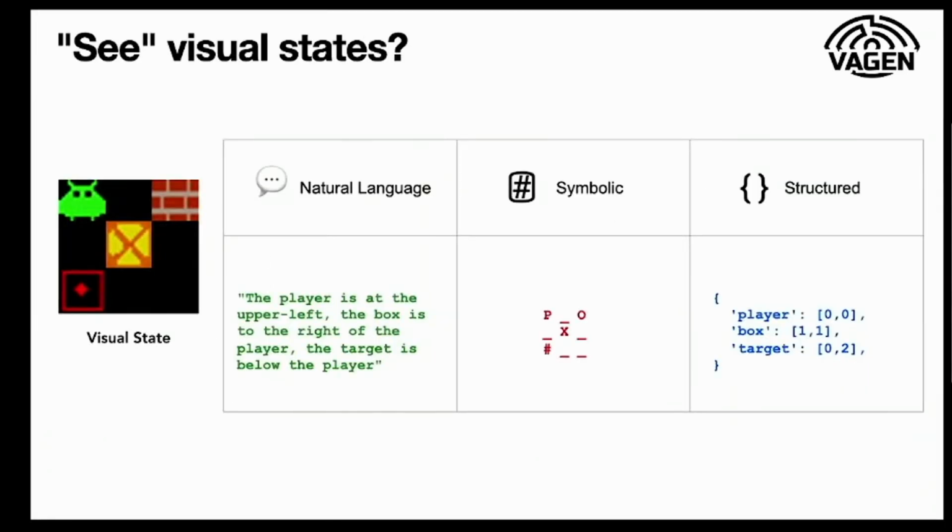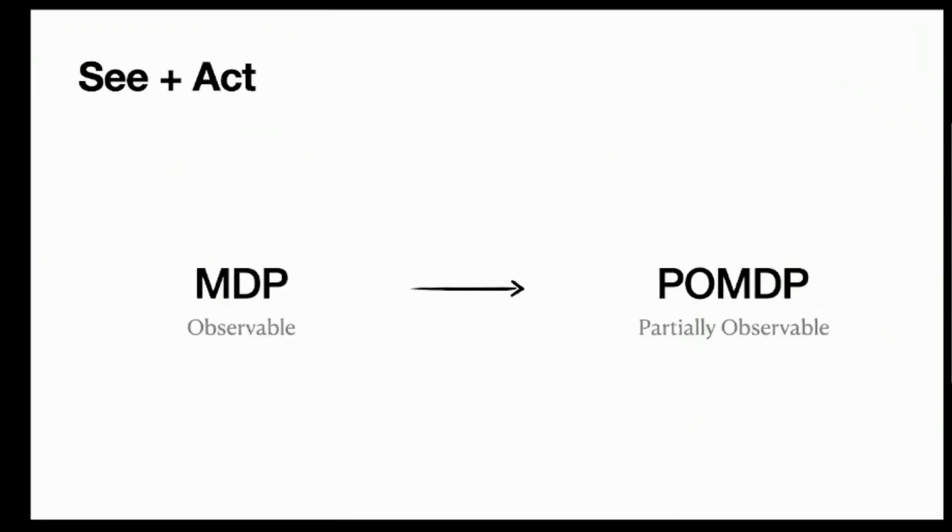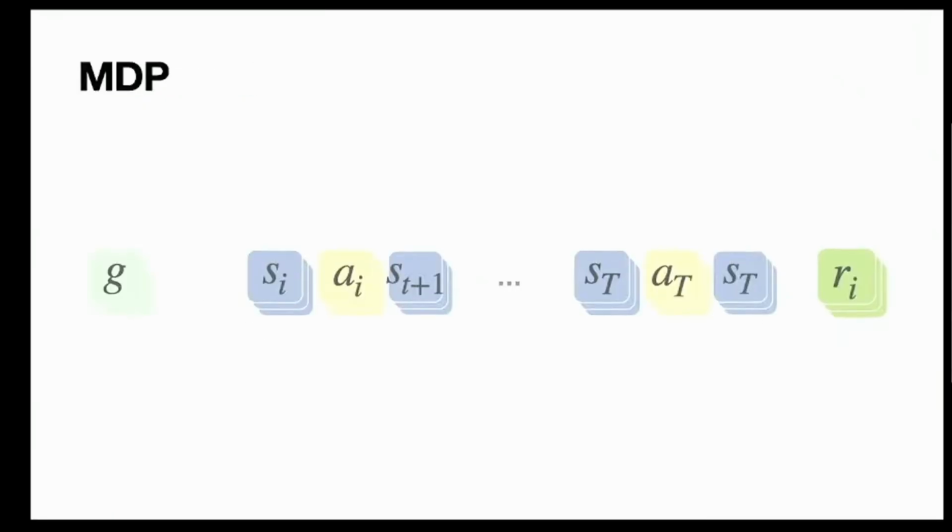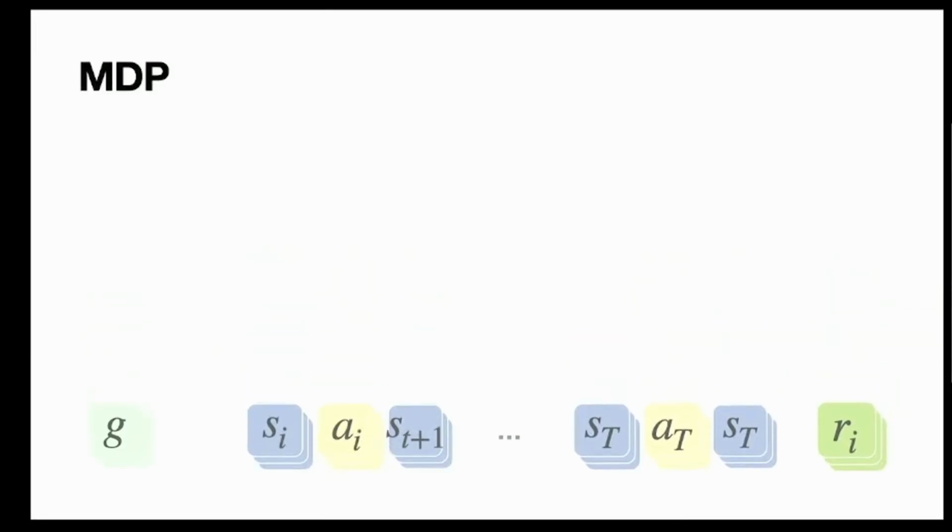For example, from the image on the left side, the model will need to verbalize them into either natural language or a symbolic-based representation or some semi-structured representation like the JSON format. Essentially, this observation makes the model change from the MDP process to the POMDP process, so partially observable MDP.